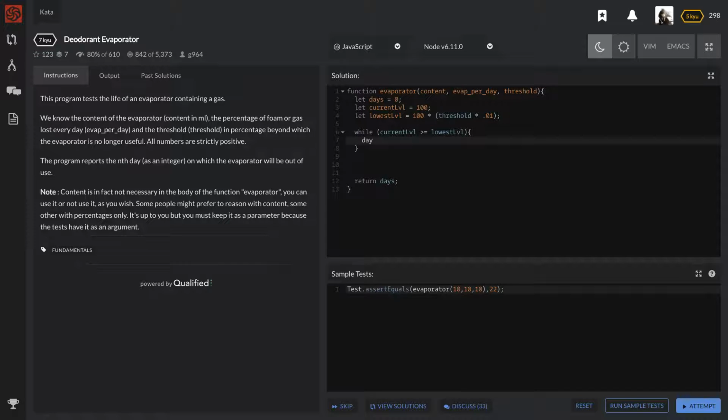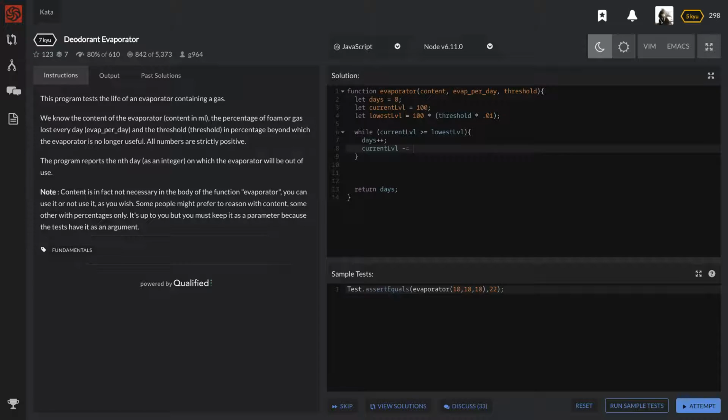And so what happens when the loop passes? That means that 1 day has passed. So we're going to increment days, and we're also going to, this is very important, decrement the current level by something. If we don't decrement current level, it's never going to hit lowest level, and therefore it's going to create an infinite loop. And so now the question is, what are we going to decrement current level by? We're going to decrement current level by the percentage used every day.